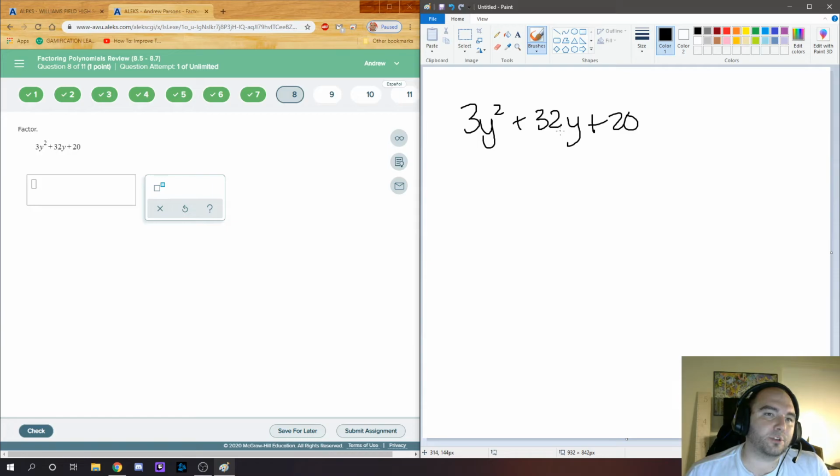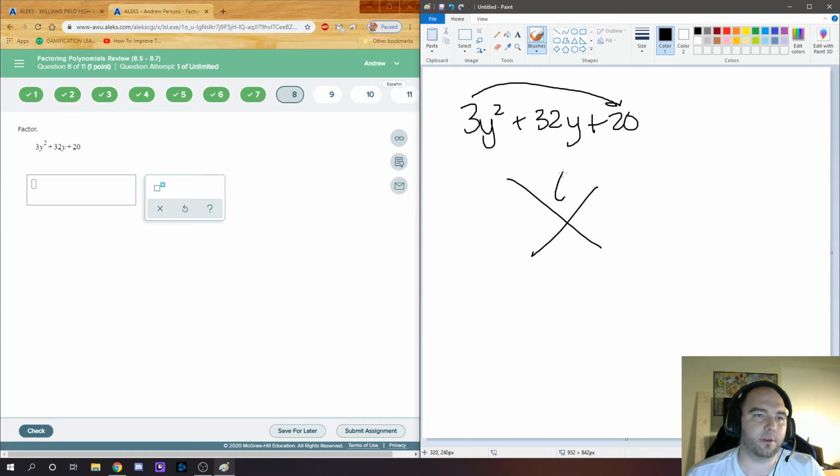Okay, next problem. 3y squared plus 32y plus 20. I can't divide out a 3. Sorry, nothing's divisible by 3 in this besides the first term. So we've got to cross it over. We get a 60. We get a 32. What multiplies to make 60 and adds up to make 32?